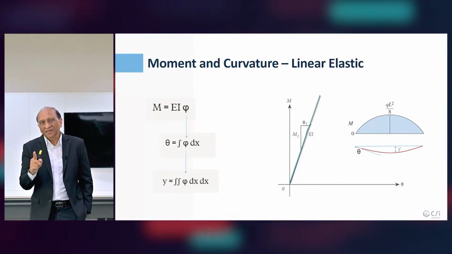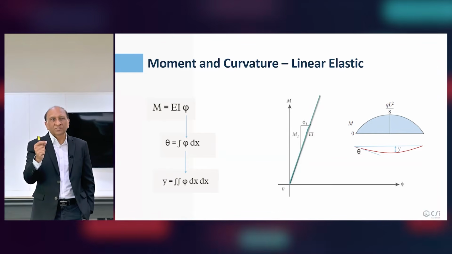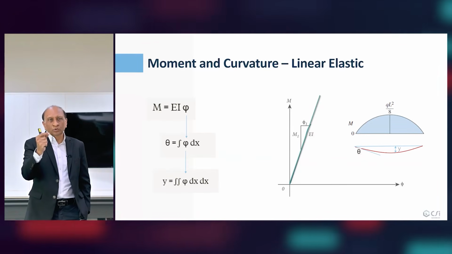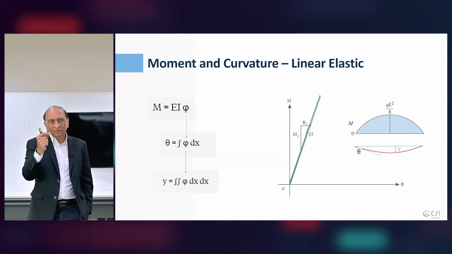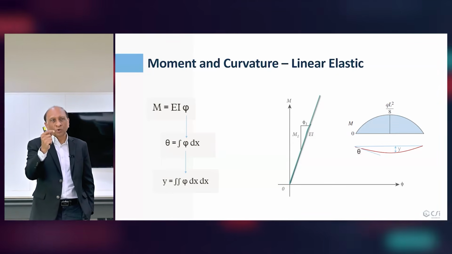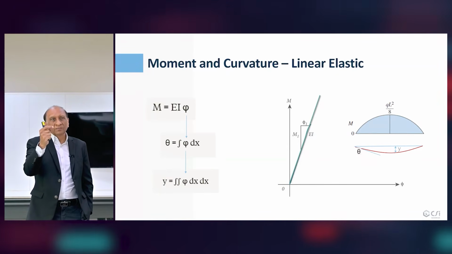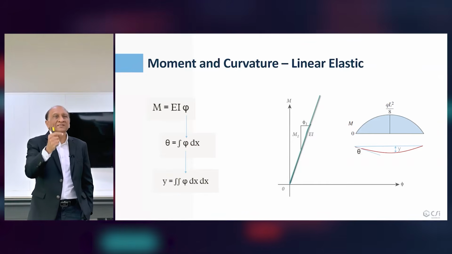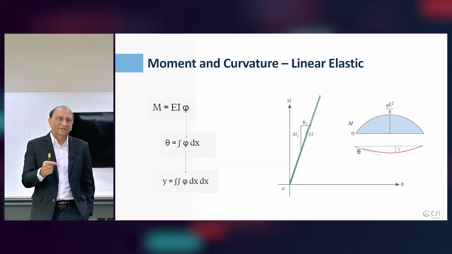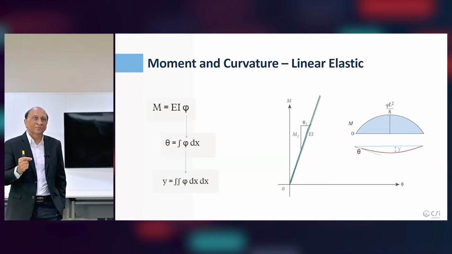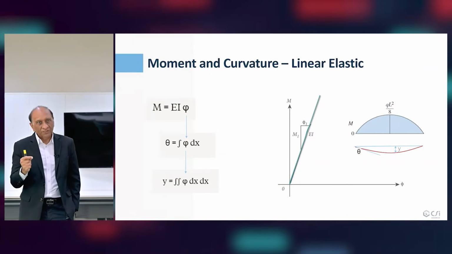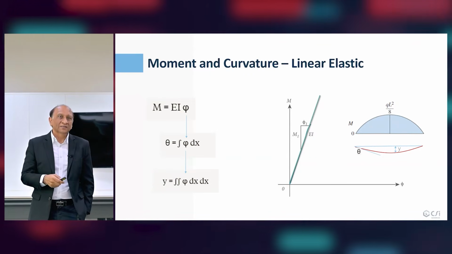So deflection, in fact, has no direct relationship with moment. It is related to rotation. Rotation has no direct relationship to moment. It is related to moment through curvature, which has a direct relationship to moment through stiffness. So that means if we are able to determine the moment curvature relationship, we can determine other things easily.